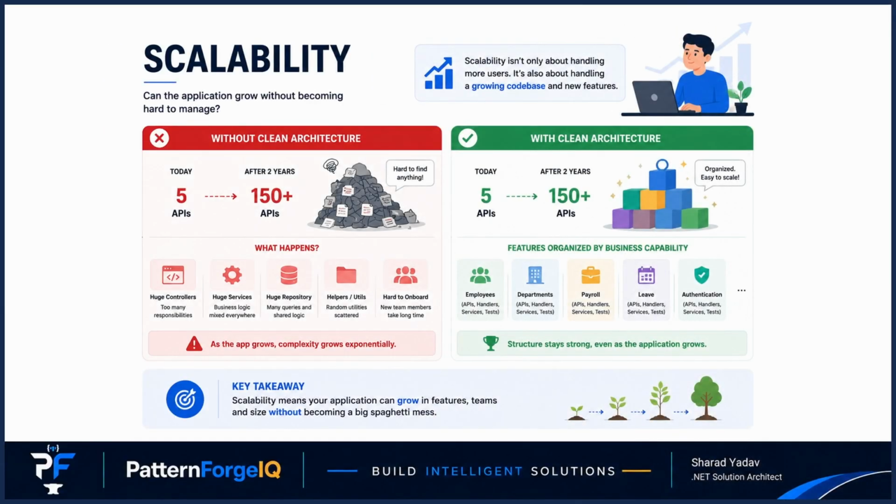When most developers hear the word scalability, the first thing that comes to mind is handling more users or increasing server capacity. While that's an important aspect of scalability, today we are focusing on something equally important, that is code scalability. As the business grows, new models are introduced, new requirements continue to arrive. Can our application continue to grow without becoming difficult to organize and manage? Let's see what happens in a traditional implementation first.